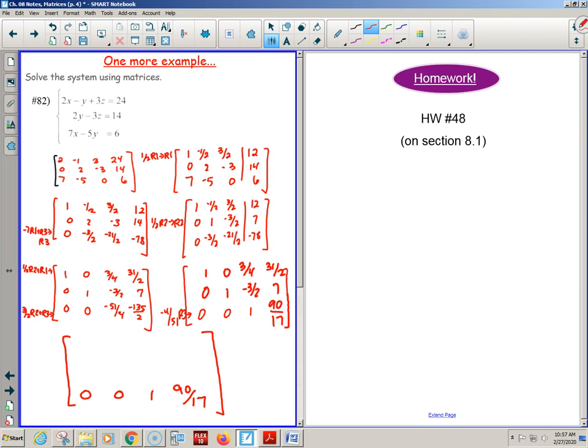I'm going to do 3 halves R3 plus R2 to get rid of that, and then negative 3/4 times R3 plus R1 to get that. The nice thing is that's going to stay, that's going to stay. Negative 3 halves plus 3 halves is 0. This is a little bit more of a bummer. That's going to be 270 over 34. So 270 all over 34 plus 7 times 34.